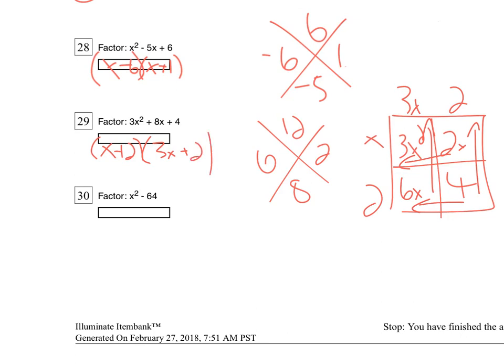Last one, we have two terms. There is a subtraction sign, so difference of squares. What squares to give you x squared? Well, that's x. What squares to give you 64? That's 8. Make one positive and one negative.